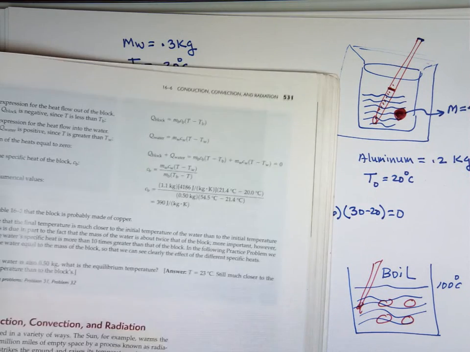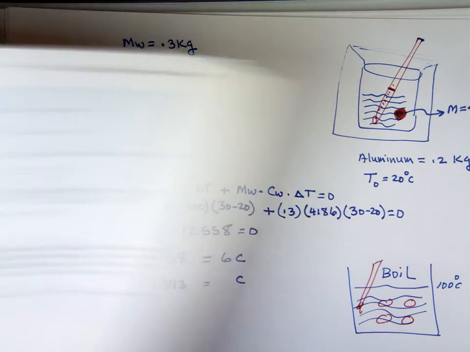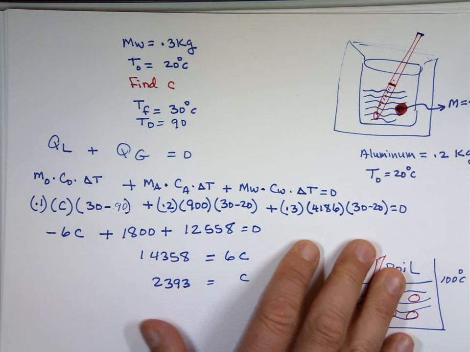Now, we do have a list probably on the computer. If I type in specific heat, I have a bigger list than the list I have here.